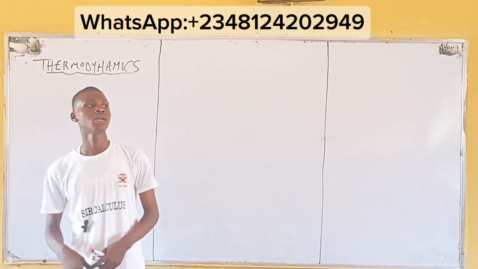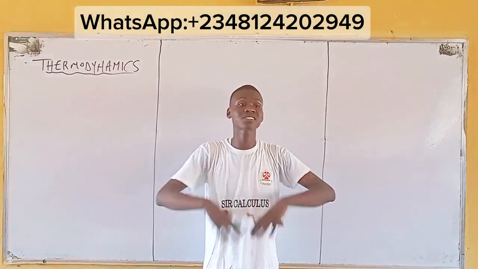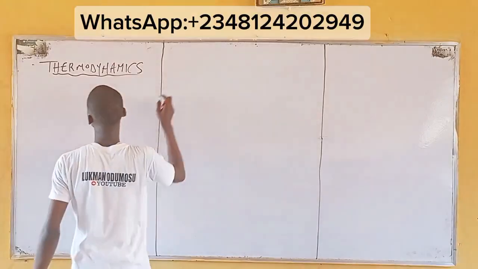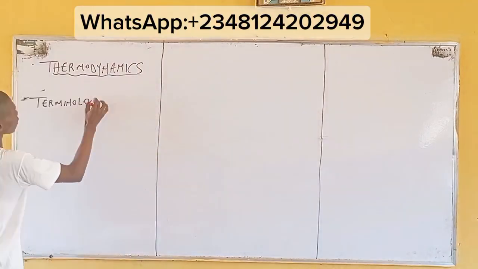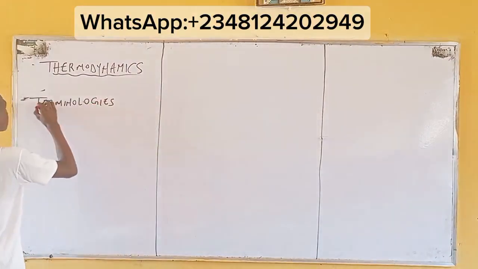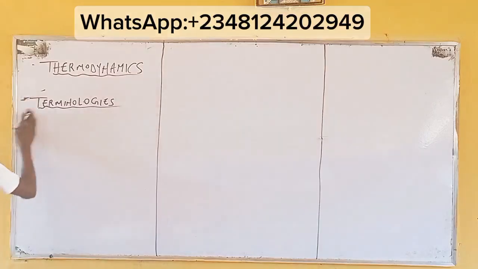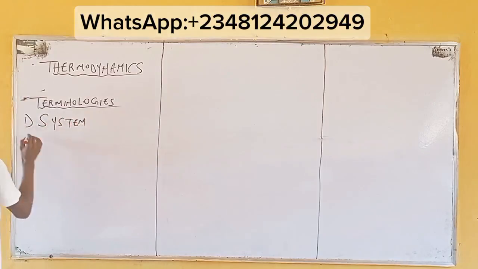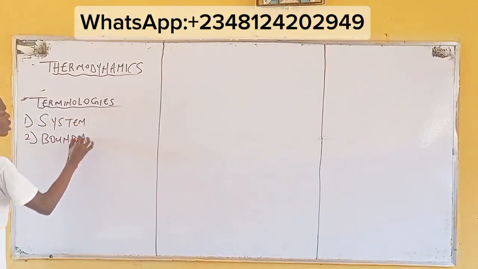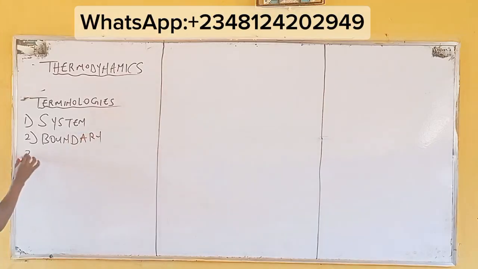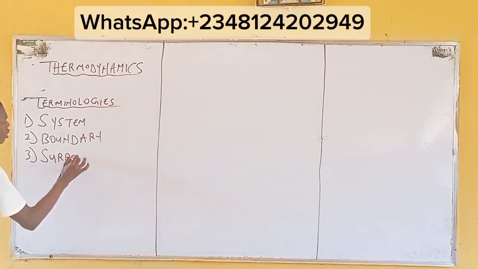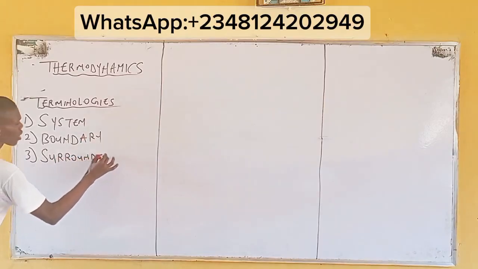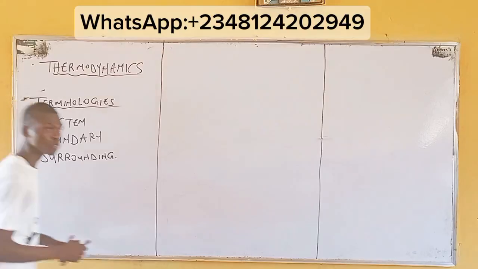Number two, okay, I'll do a practical illustration. Thermodynamics terminology. The first one is system. Number two, boundary. Number three, surroundings. Now, you see how it works.